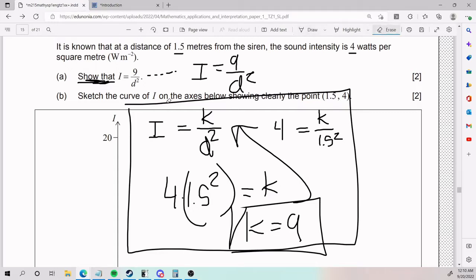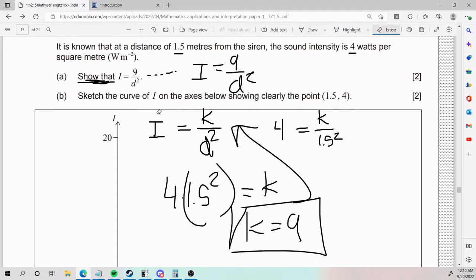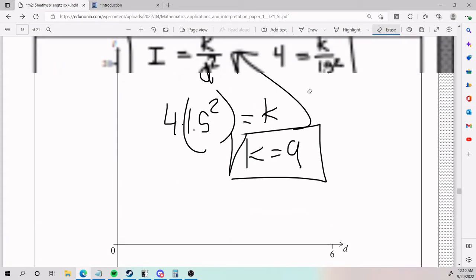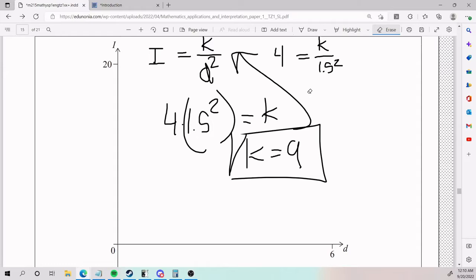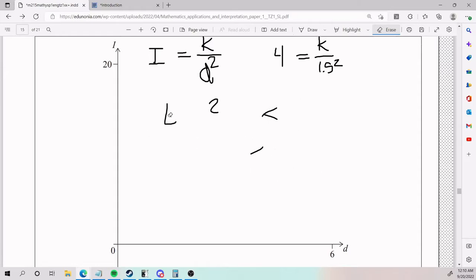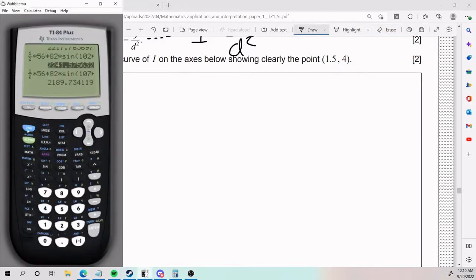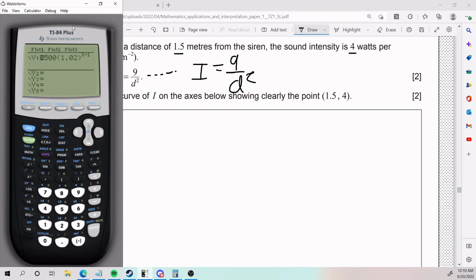For part B, we need to sketch the curve of I on the axis below, showing clearly the point 1.5, 4. There's a couple of ways to approach this. I think the best one is making life easy on yourself and just graphing this on your calculator and literally copying the graph. Copy the graph and put the important points. So, we go to y equals. We erase this, and we put this guy up here, which we said was 9.